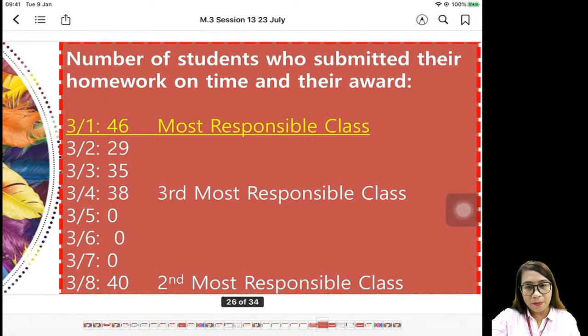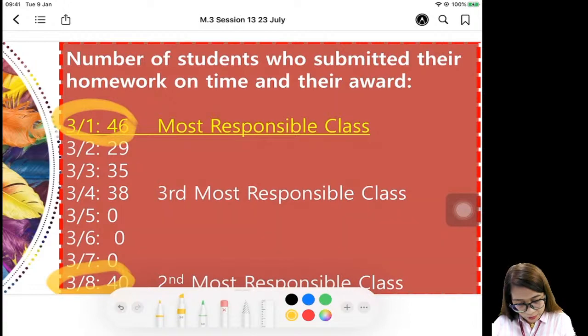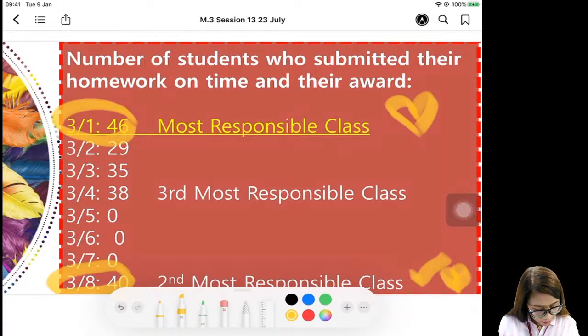You are responsible. Next is this from 3/8. Yes. 3/1. Very good. So Teacher Edna is happy. So 1 heart for you. Okay, 3/8 is the second most responsible class. So this is okay. Second, okay. And maybe a little bit of heart only.